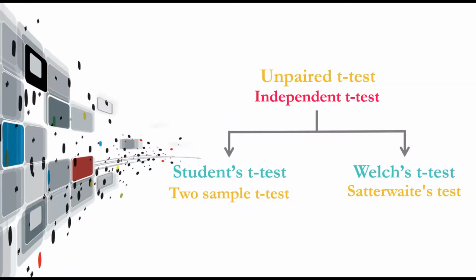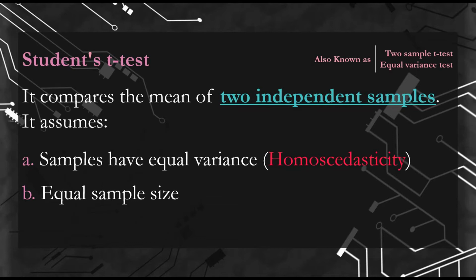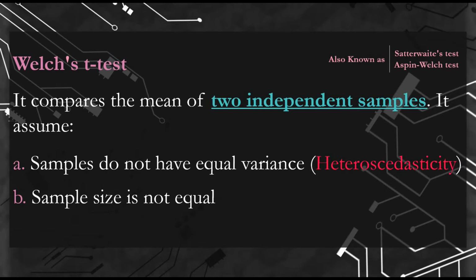So, the unpaired t-test, also known as independent t-test, has two types: Student's t-test and Welch's t-test. So let's start with the Student's t-test. It's a t-test that compares the mean of two independent samples, and it assumes samples have equal variance, homoscedasticity, and the sample size is equal. On the other hand, Welch's t-test also compares the mean of two independent samples, but it does not assume that your samples have equal variance or that the sample size is equal.